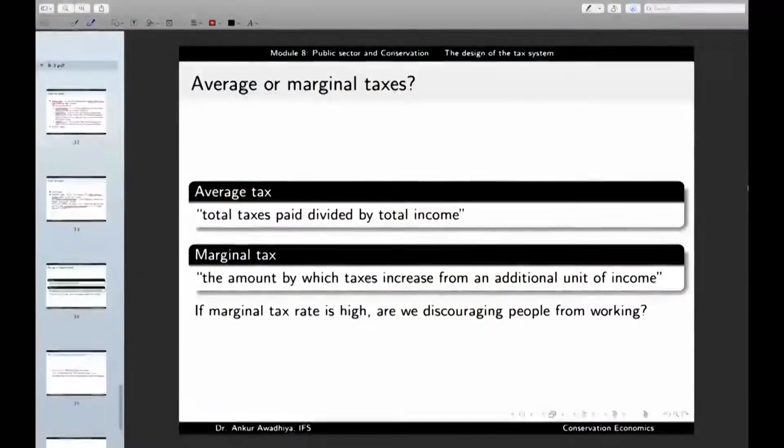Now, if we say that people who are earning less will pay less, and the more they earn, the higher the tax bracket, that is, if the marginal taxes are high, then are we saying as a society that people should not work hard? They should not earn more? This again is a consideration. Should the government aim for average taxes or marginal taxes in the tax scheme?